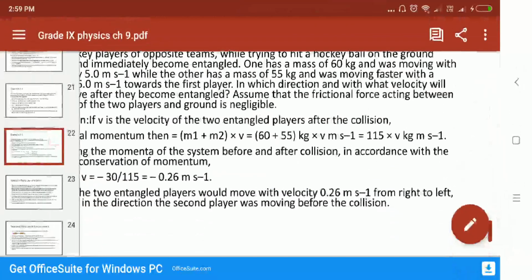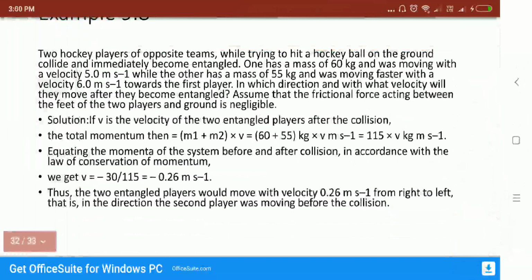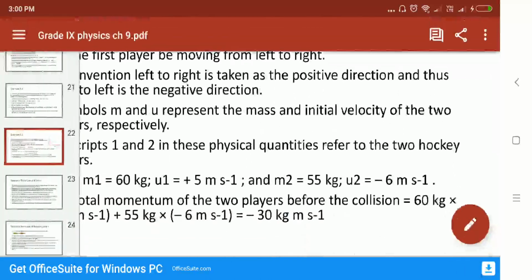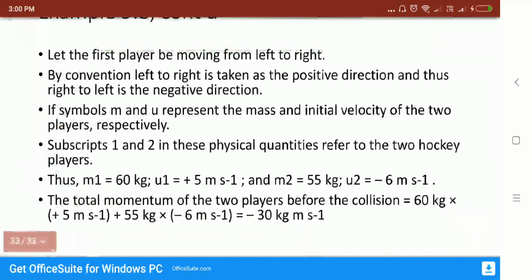By equating the momenta of the system before and after collision, we find V. So initial momenta, let us consider, is m1 u1 plus m2 u2. So m1 is 60 times u1, 5 meter per second, plus m2, 55, into minus 6 meter per second. So total is minus 30 kilogram meter per second. That is the initial momenta.